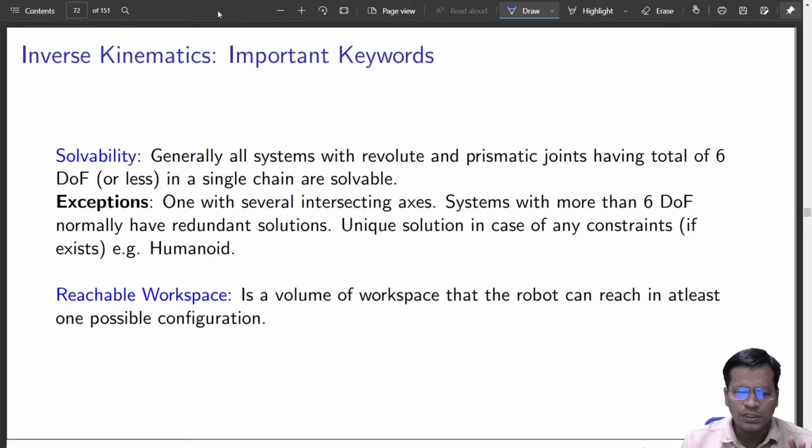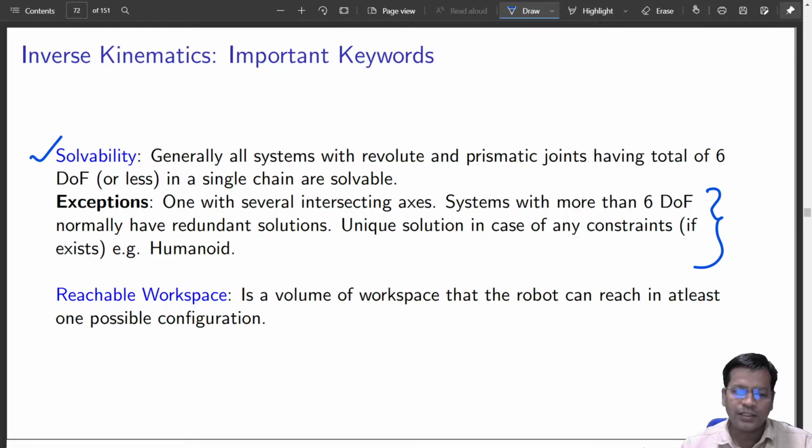That happens specifically in the case of constraints, like a humanoid may have some constraints, where your robot cannot go. Or maybe you want to go there but your joint is not allowing you to go to that particular angle, so it is not solvable for that reason. There are many such reasons. We'll discuss that later. So that is what solvability is.